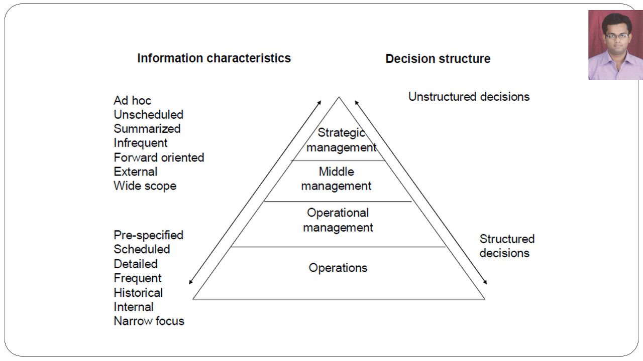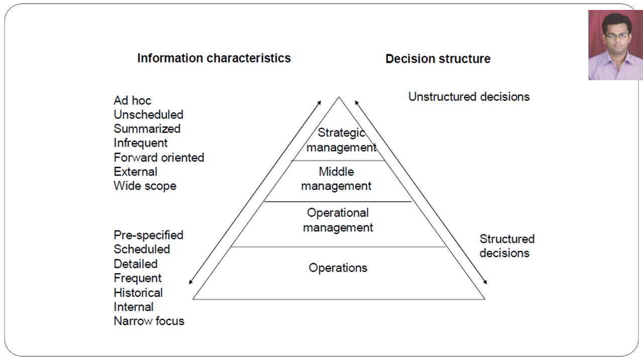Now, if you go a little downward, then you will come across information characteristics typically entitled to operational management, and these information characteristics are: pre-specified, scheduled, detailed, frequent, historical, internal, and having a narrow focus. On the contrary, the decision structure that is observed over here is structured sort of decisions.